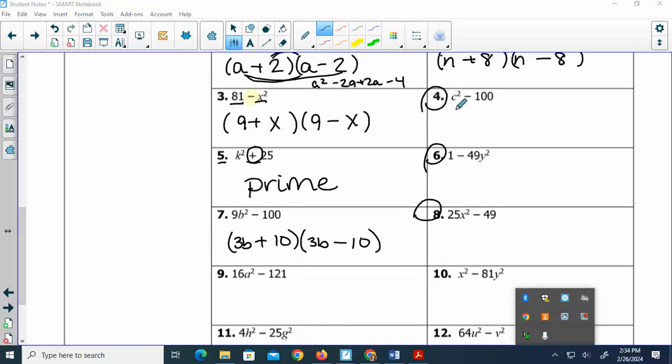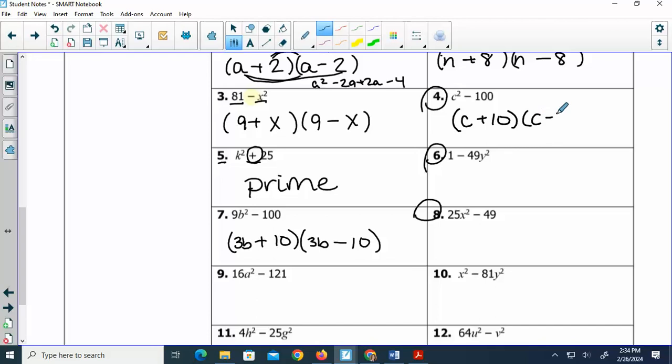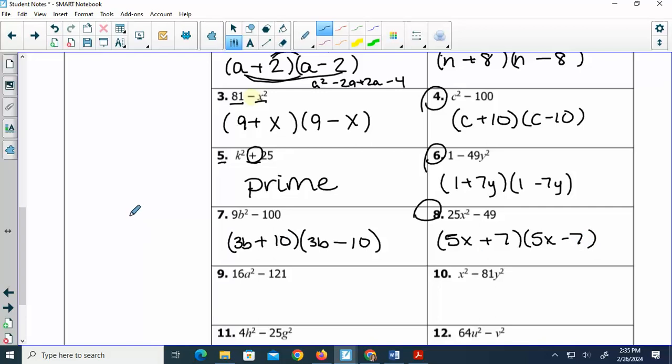C squared minus 100. What did that factor into? C plus 10, C minus 10. And it doesn't matter if you put C minus 10, C plus 10. That's the same. All right, 1 minus 49y squared. So the square root of 1 is? Square root of 49y squared? Okay, what's the square root of 25x squared? 5x plus 7. Doing okay on those so far?